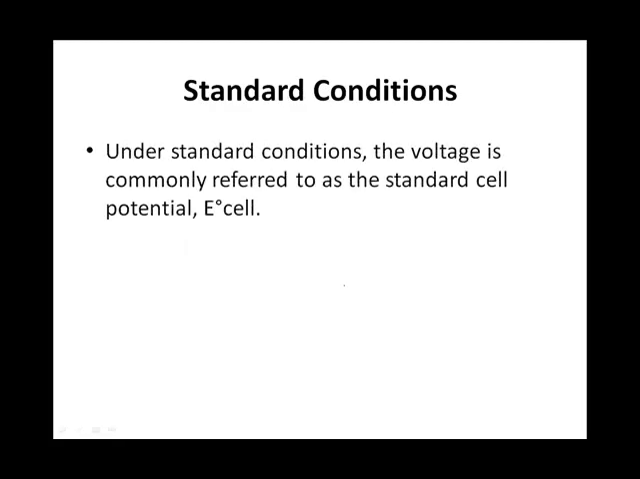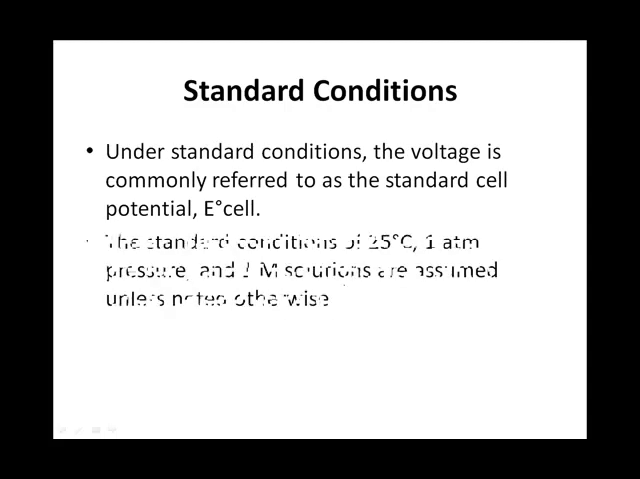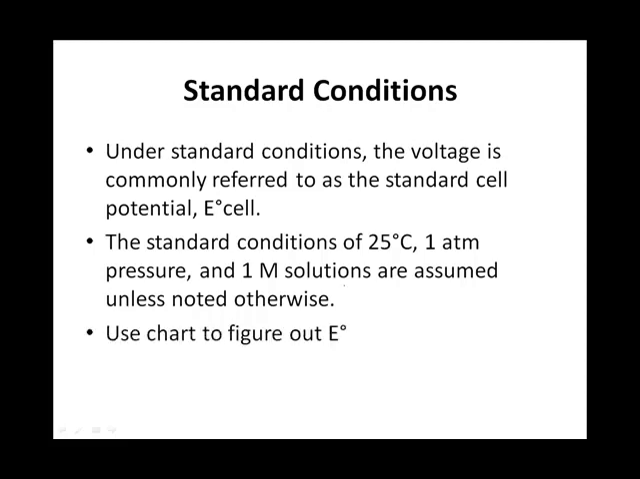Under standard conditions, the voltage is commonly referred to as the standard cell potential. Standard conditions of a cell are 25 degrees Celsius, 1 atmosphere pressure, and 1 molar solutions. You'll be given a chart to figure out these standard cell potentials, so don't worry about that now.